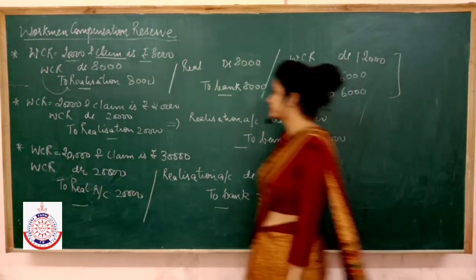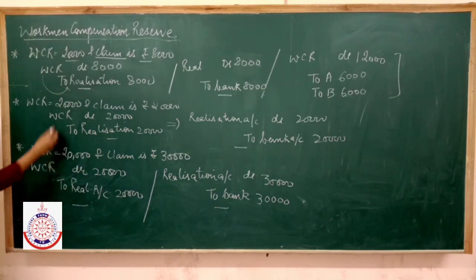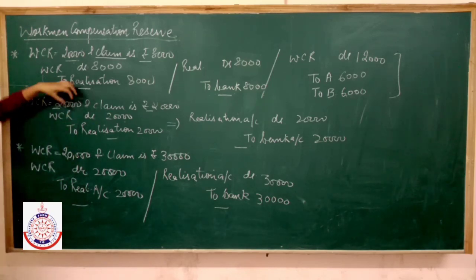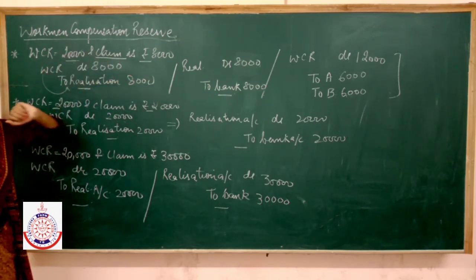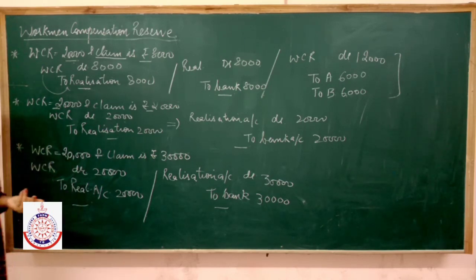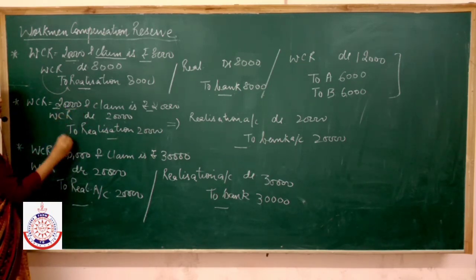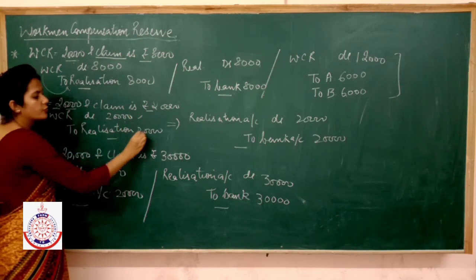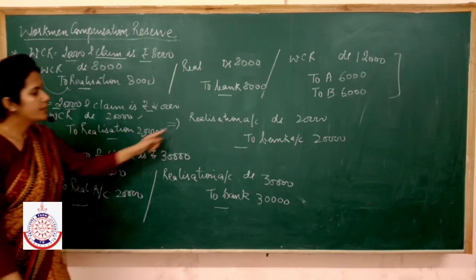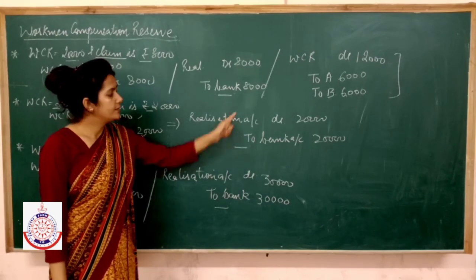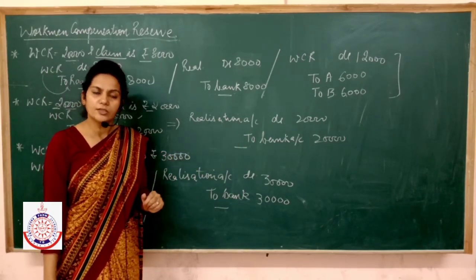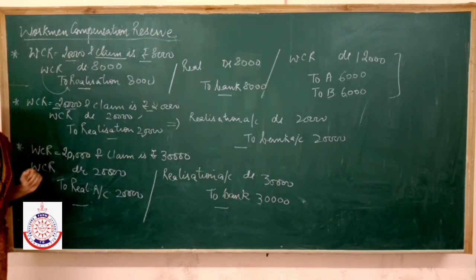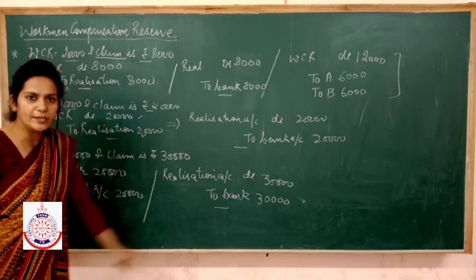Come to the second case now. Second case is if Workmen Compensation Reserve is 20,000 and the claim is also 20,000. It means the entire reserve will be given to an employee. Nothing will be left for the partners. So first of all, you have to transfer the whole amount of reserve to realization account. You have passed the entry WCR debited to realization 20,000, 20,000. And then pass the entry realization account debited to bank account. This entry shows that we have made the payment for the claim. And this entry shows that we have transferred the required amount of money to realization account so that the concerned expense can be paid off.